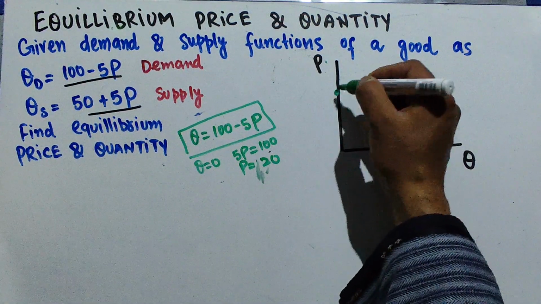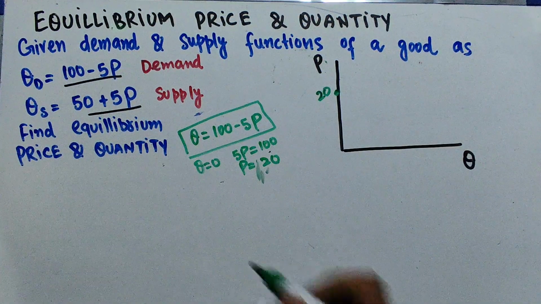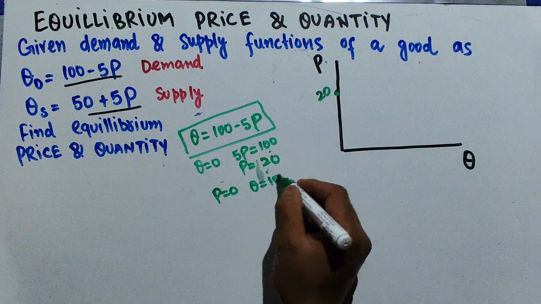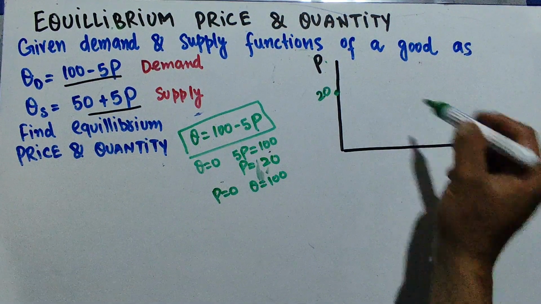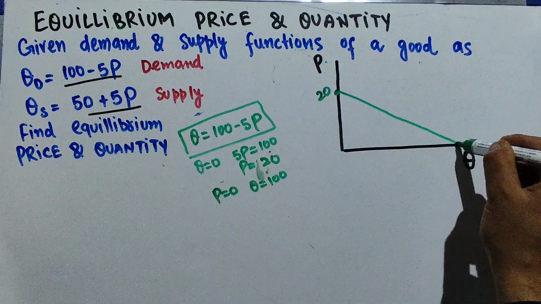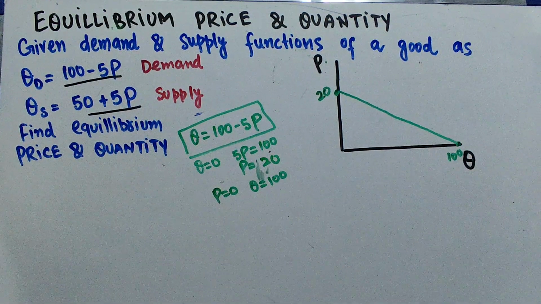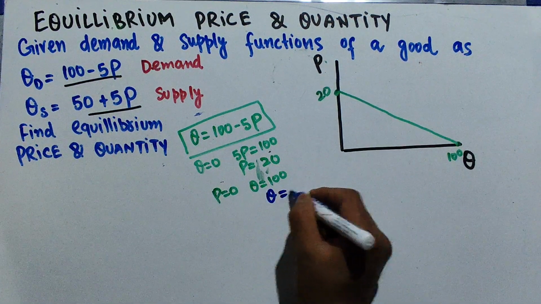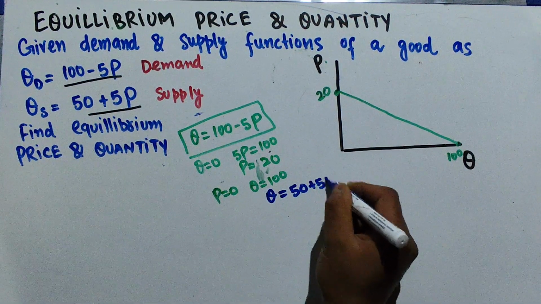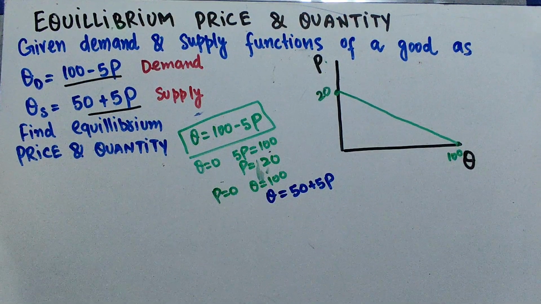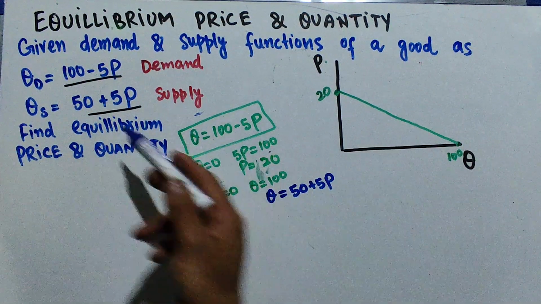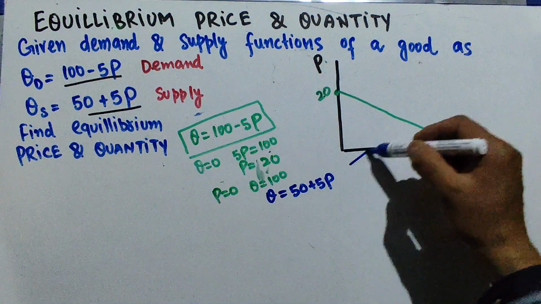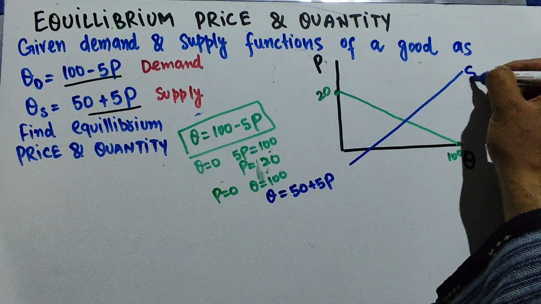Let us suppose this point denotes 20. Similarly, when P is equal to 0 in this equation, Q will be equal to 100. Let us suppose this point denotes 100, and let us draw this. This is our demand function. Similarly, if I draw the supply function, that is Q is equal to 50 plus 5P, we can also draw it on this graph. Its slope will be upwards because the coefficient of P is positive, so it will be like this. This is our supply function.